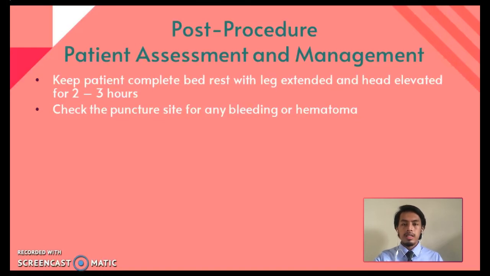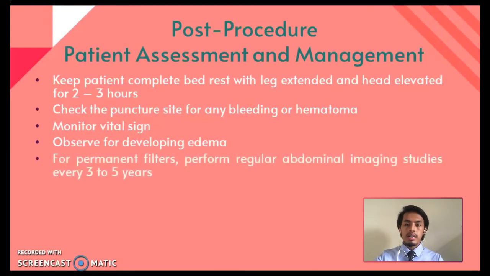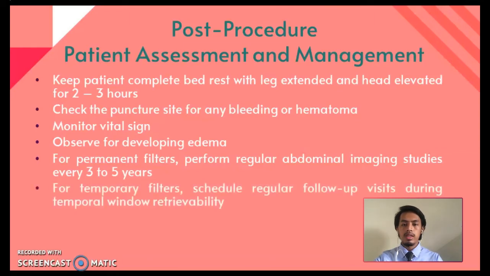Monitor also the vital signs every 15 minutes for 1 hour, then every 30 minutes for 2 hours, and notify the interventional radiology team if the systolic blood pressure is below 95 mmHg or heart rate is over 110 beats per minute. Observe also for developing limb edema, which may indicate a caval thrombosis or new deep venous thrombosis. For permanent filters, perform regular abdominal imaging studies every 3 to 5 years to check filter position and integrity. Whereas for temporary filters, schedule regular follow-up visits during the temporal window of retrievability to assess anticoagulation status and determine the timing of safe filter removal.